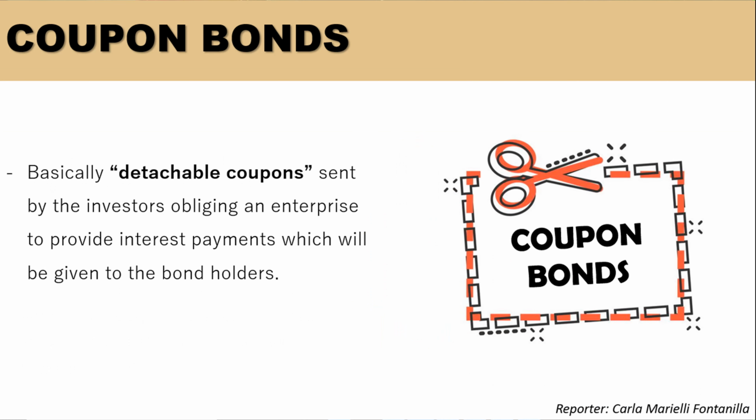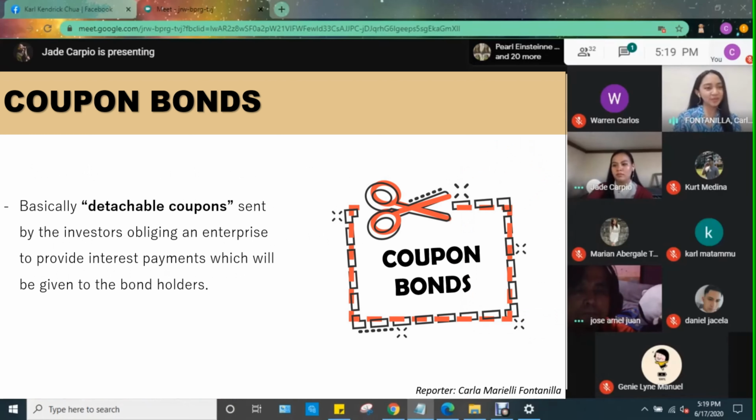So, coupon bonds. Coupon bonds are basically detachable coupons sent by the investors obliging an enterprise to provide interest payments which will be given to the bondholders. Okay? So, the coupon bonds are just like a ticket for the issuers of the bond to pay their amount of obligation to their bondholders. Ito yung nagbibigay sa kanila ng reminder na bayaran nila yung bondholders nila whether or not na nag-gain sila ng profit, okay? So next slide please.